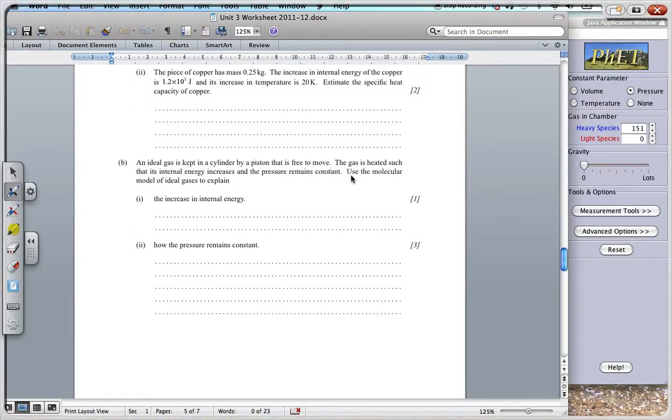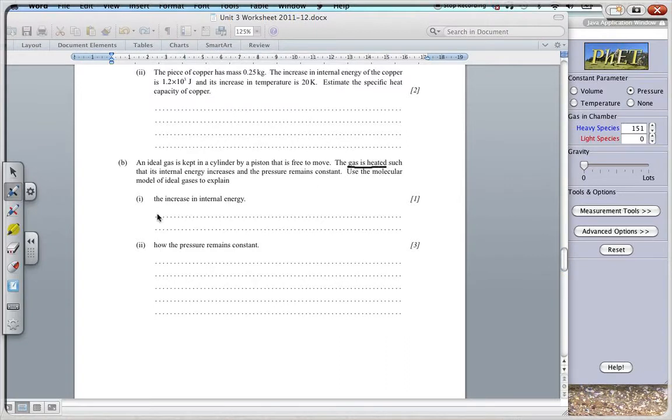So use the molecular model to explain the increase in the internal energy. Okay, so because the gas is heated here, you're going to get an increase in the kinetic energy. Kinetic energy is going to increase, and therefore the internal energy will increase. Notice that we're talking about an ideal gas.